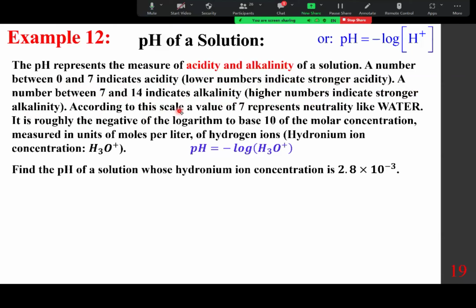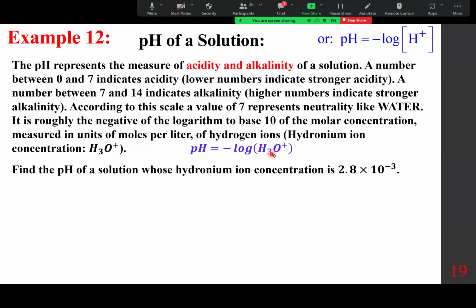According to this scale, a value of 7 represents neutrality, like water. It is roughly the negative of the log to base 10 of the molar concentration, measured in units of moles per liter, of hydrogen ion, also known as hydronium ion concentration. So we can use pH equals minus log H3O plus, or for short, they use H plus. So a molecule of water has been added to a hydrogen atom and has created H3O plus.